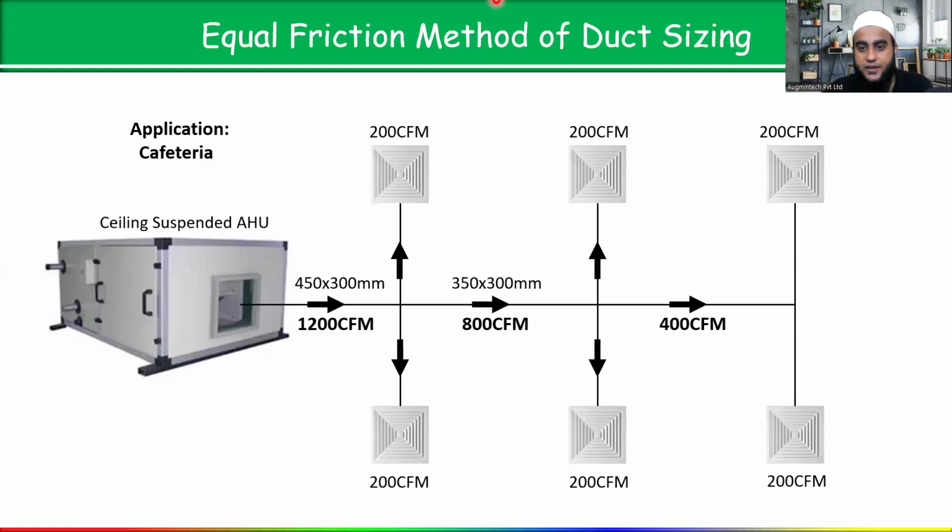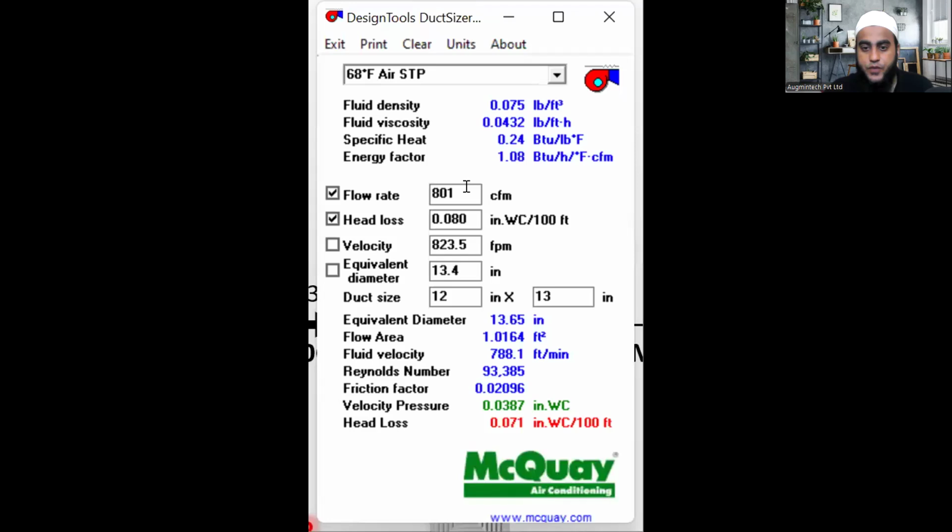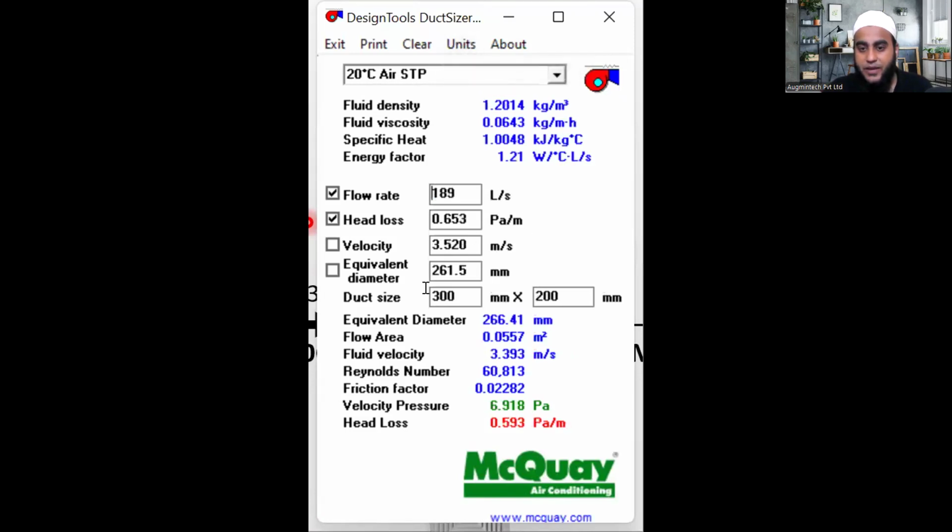So again, here I have opened the duct sizer software. Now I have run 400 CFM, and I am maintaining the head loss constant. As per that, when you change the unit to metric, see, now when I am using height 300, the width we are getting is 200. So the aspect ratio is satisfying in this condition. I'm assuming the second column is width. Okay, so in this case, aspect ratio is satisfied.